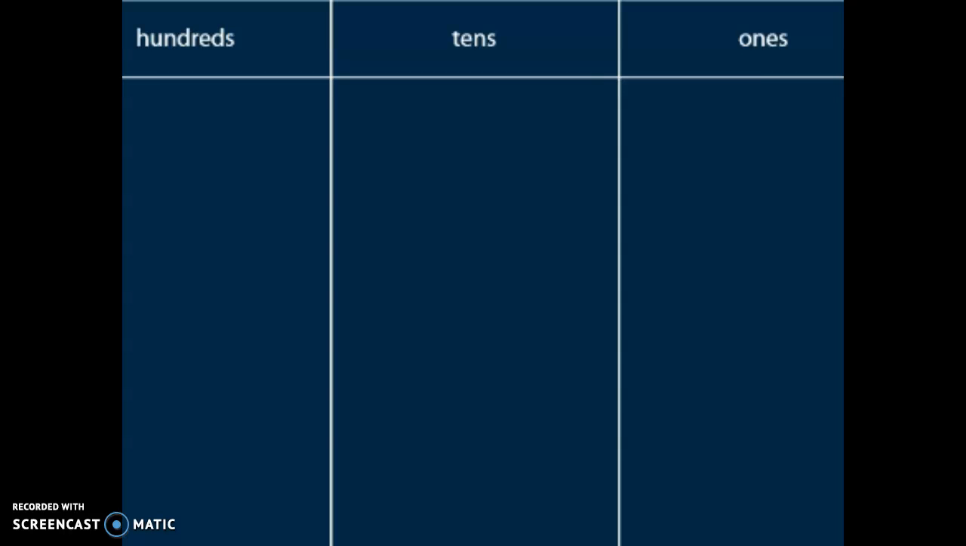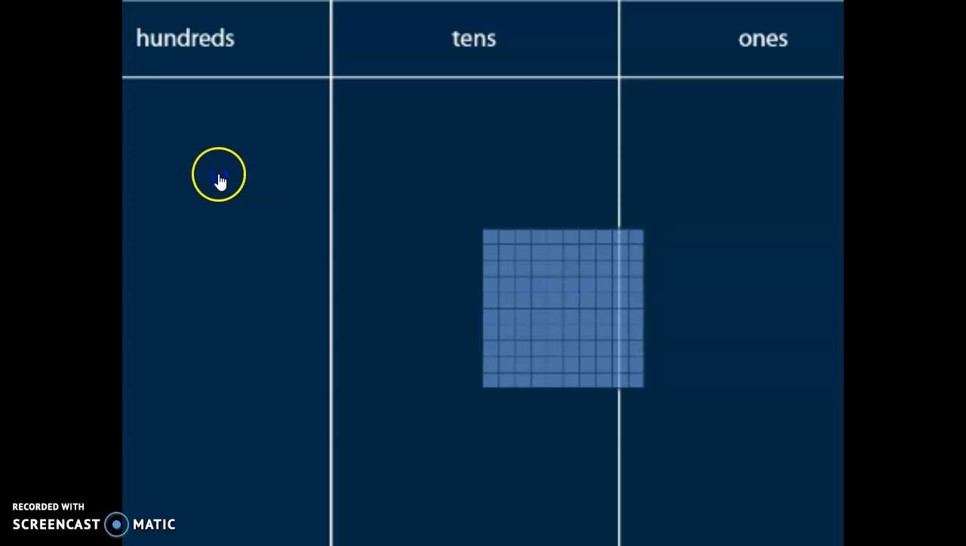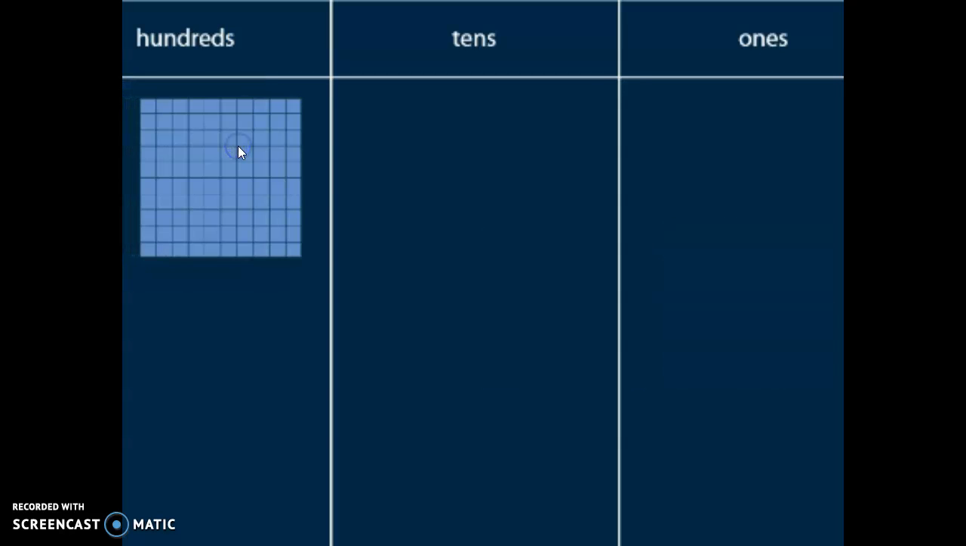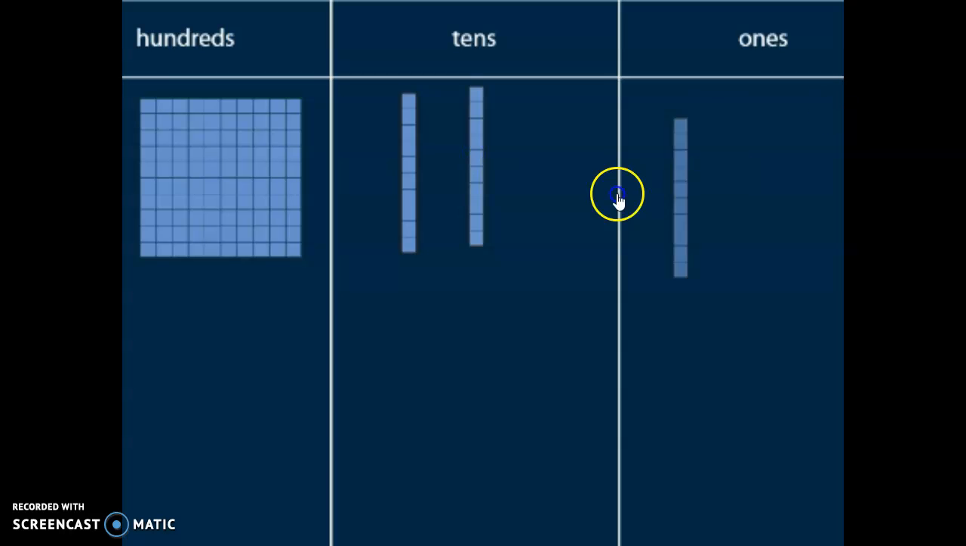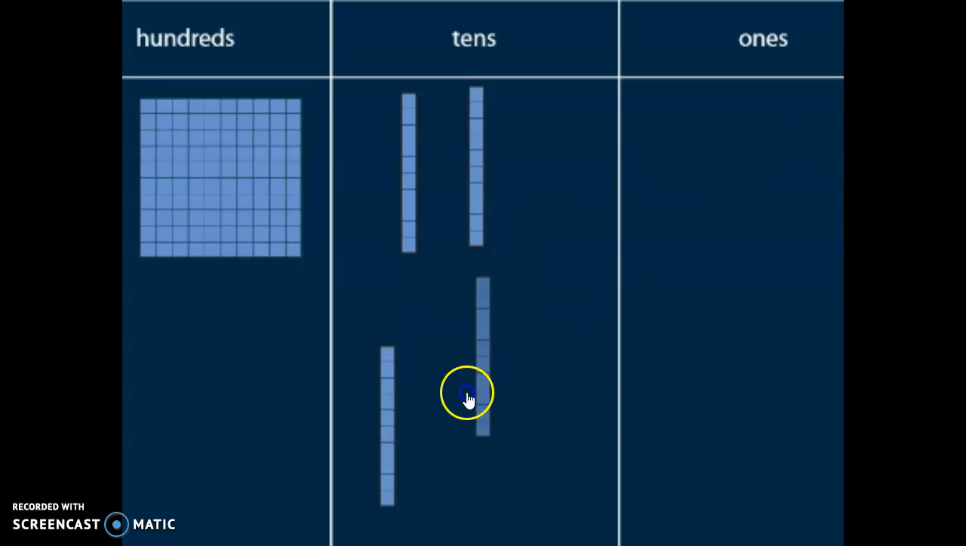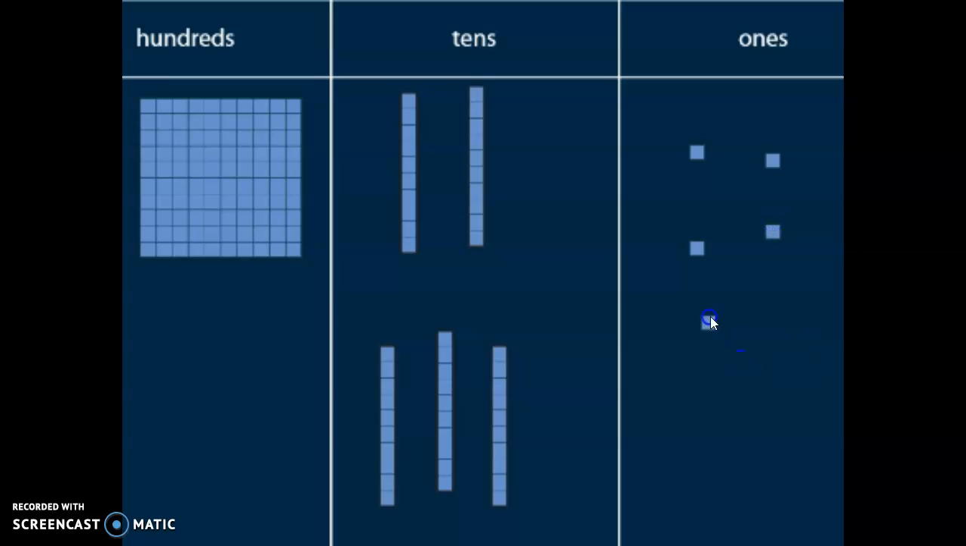But what if I wanted to make 156? I'm going to just pull over one of the hundreds. I said 56, so I need 5 tens. And then I'm going to need 6 of the ones. So if I needed to make a pictorial version of that standard form number, I could just draw these blocks just like you're seeing here.